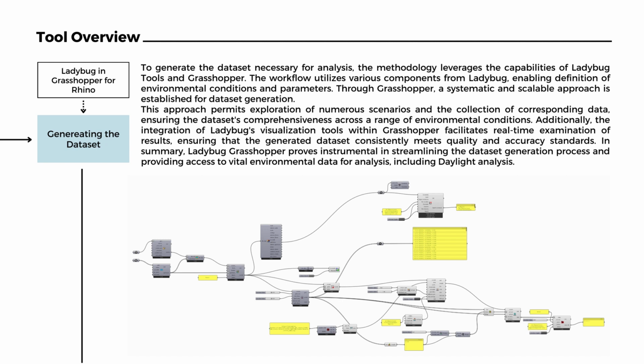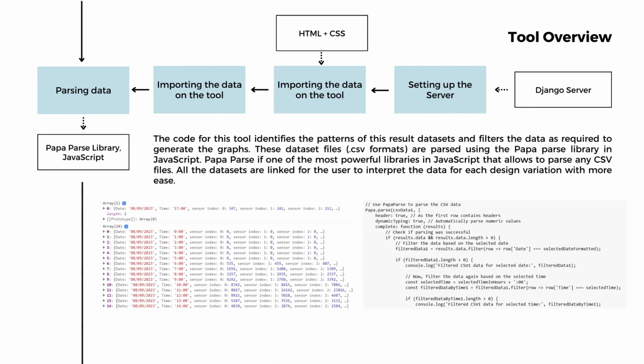The Ladybug tool generates the data for annual daylight analysis in a particular format. With the annual daylight analysis results exported, it gives the illumination value for each sensor on the plane specified by the user in lux, which is the SI unit for illuminance. Once the dataset is generated, it can be uploaded in the tool. The tool is hosted on the Django server and is designed using HTML and CSS.